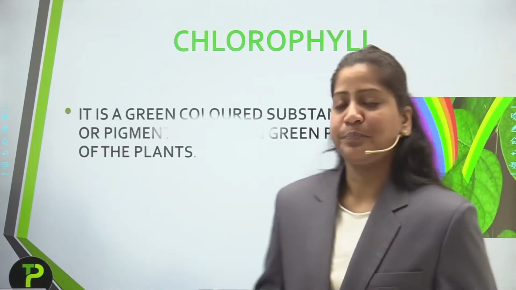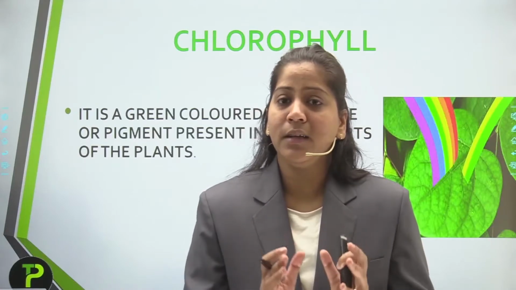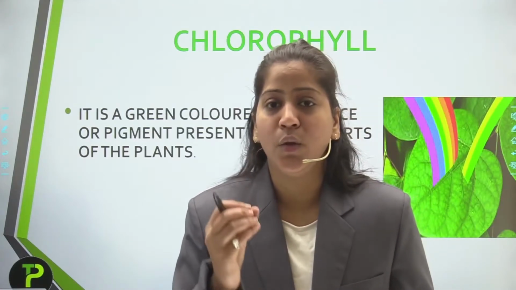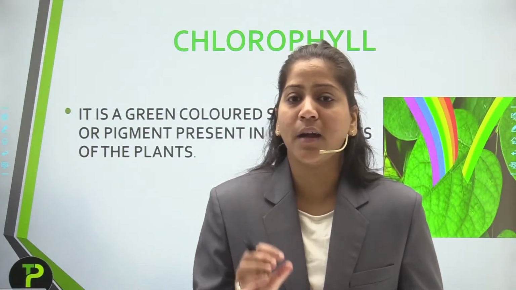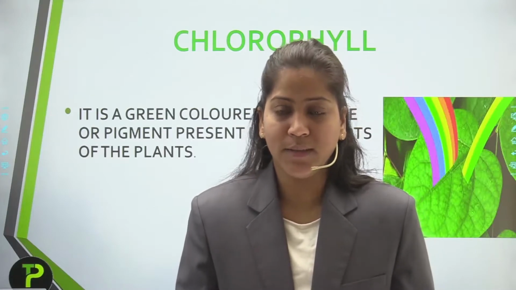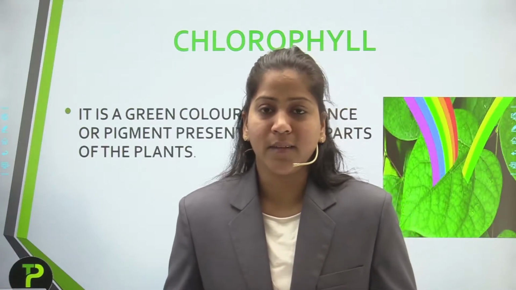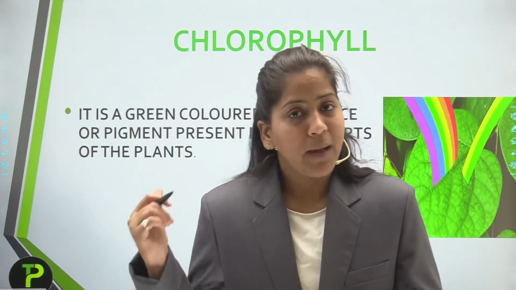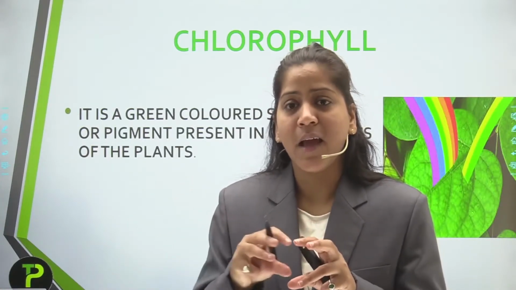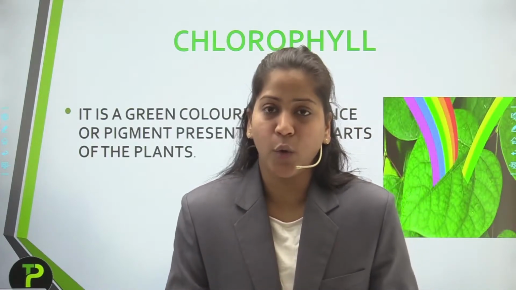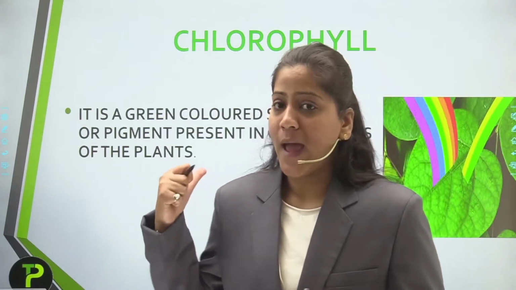What is chlorophyll? It is a green pigment present in specialized structures known as chloroplasts. Now what is a chloroplast? Chloroplasts are tiny, specialized structures present in plant cells. As we know, all living organisms are made up of cells, and plants are also made up of cells. In their cells they have specialized structures known as chloroplasts. Chloroplasts contain a pigment known as chlorophyll.